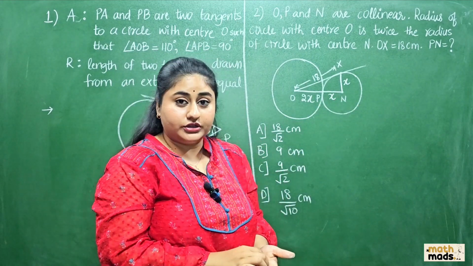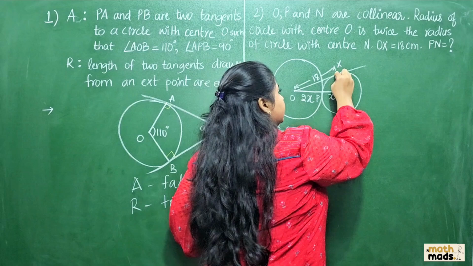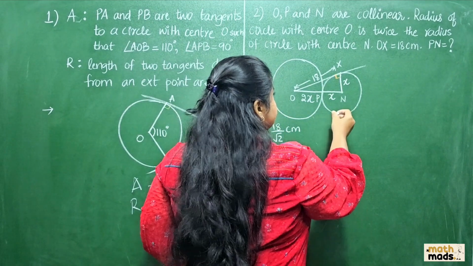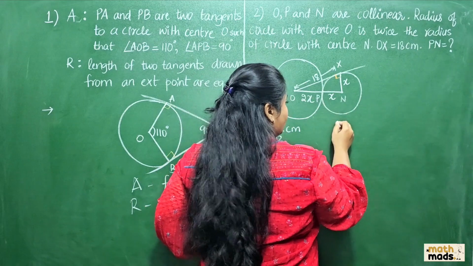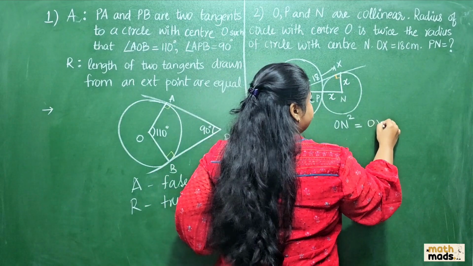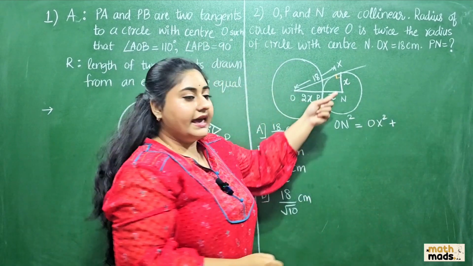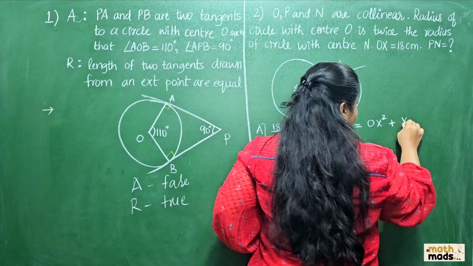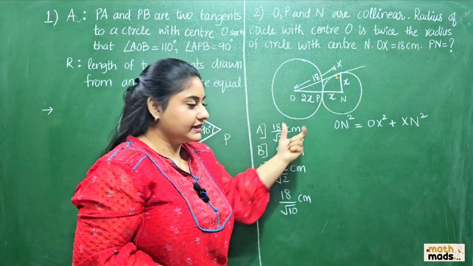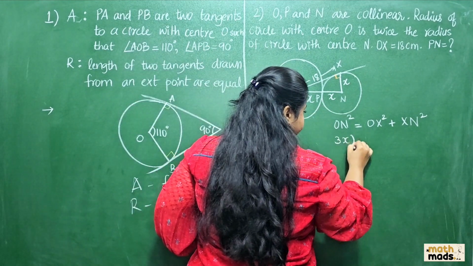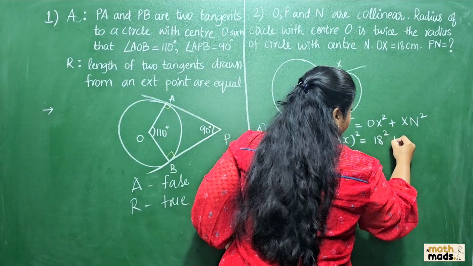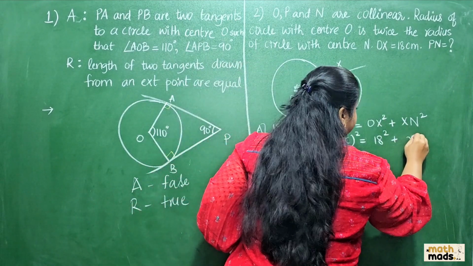So let me use Pythagoras theorem. Why Pythagoras? Because we know that radius is always perpendicular to the tangent. So by Pythagoras theorem, this is the hypotenuse now. So ON square will be equal to OX square plus XN square, right? Now let me substitute. ON is nothing but 3x. The total length is 3x. So 3x whole square is equal to, what is OX? We know it is 18. 18 square plus XN is x square.